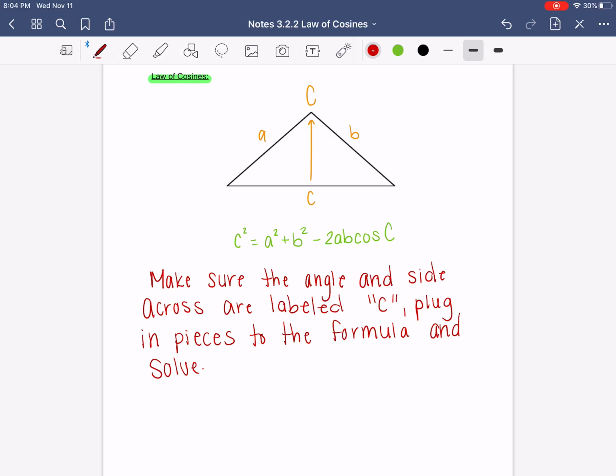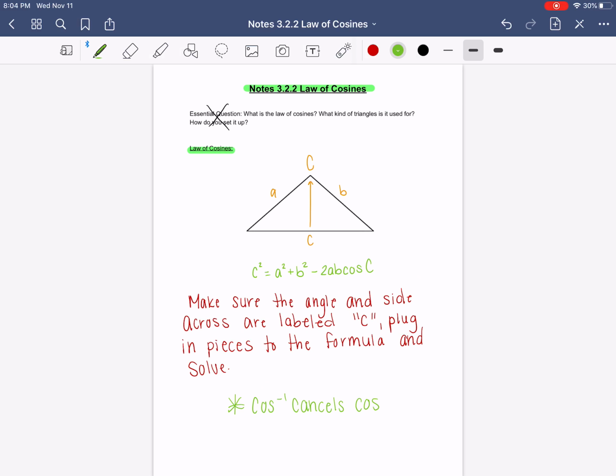Just a little key reminder that if you're trying to find an angle, you're going to have to use an inverse. So remember that cosine inverse cancels cosine. So this is all the notes part we're going to take. Now we're going to jump into the examples.